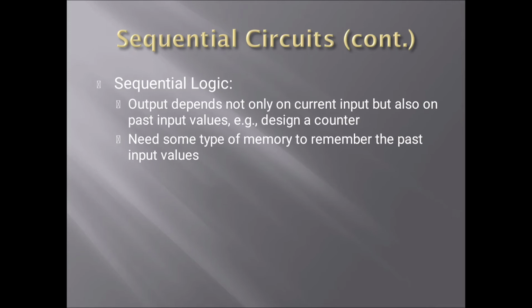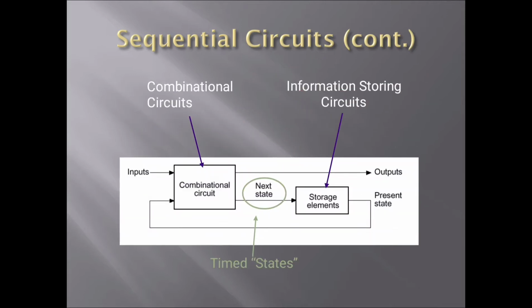As it depends only on current input, it has no memory element and no feedback. While in sequential logic, output depends not only on current input but also on the past values. As it has past values, it requires some memory for storage. So sequential circuits have some type of memory to remember the past input values and also have feedback to give those past values as a current input to the sequential circuit.